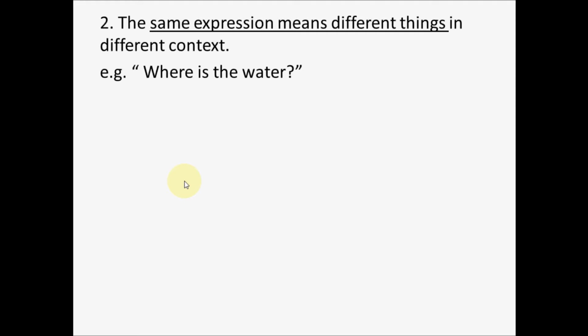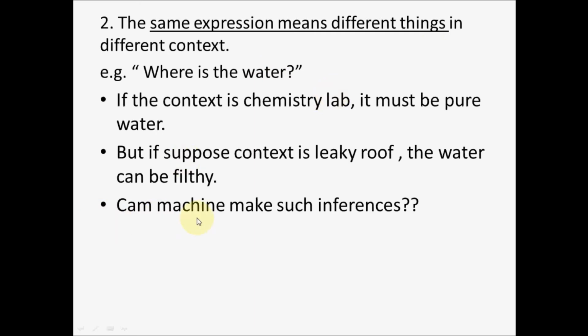So the word water is the same, but with respect to different contexts, the meaning of the water becomes different. I mean, the type of water is different. In the first case, water was pure water. In the second case, it was filthy water. Water is the same, but the properties do change, right? So, can the machine make such inferences? This is also another challenge that is posed by NLP, natural language processing, right?